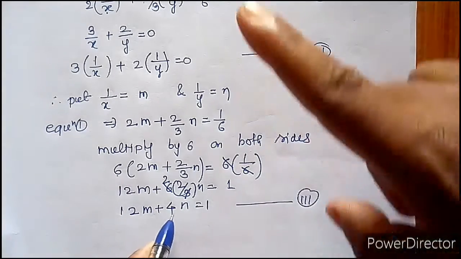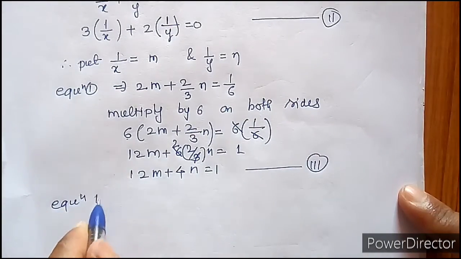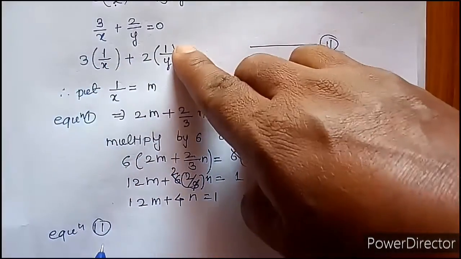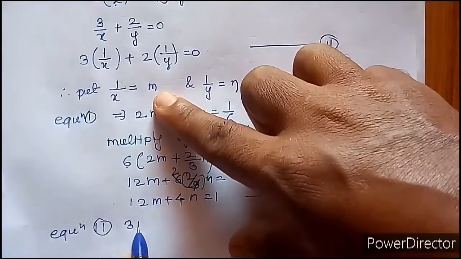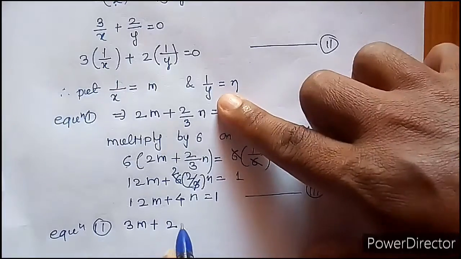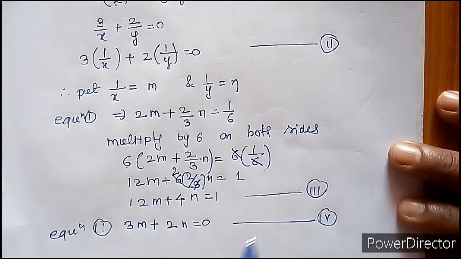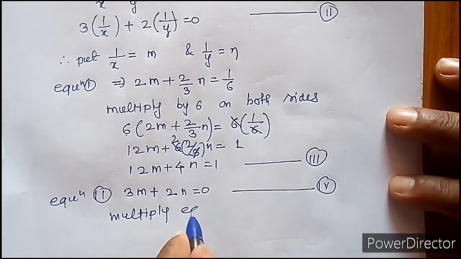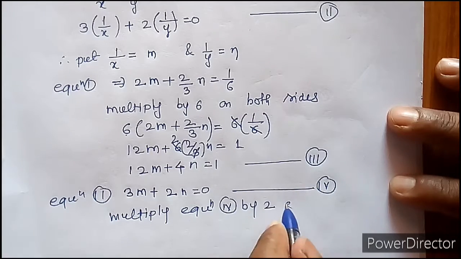This equation number 3 we get from equation number 1. Now equation 2, that is this equation, put 1 by x and 1 by y. 3 as it is, the value of 1 by x is m, put m here, plus 2 as it is, the value of 1 by y is n here, put n equals 0. Give it equation number 4. Now multiply equation 4 by 2 on both sides.